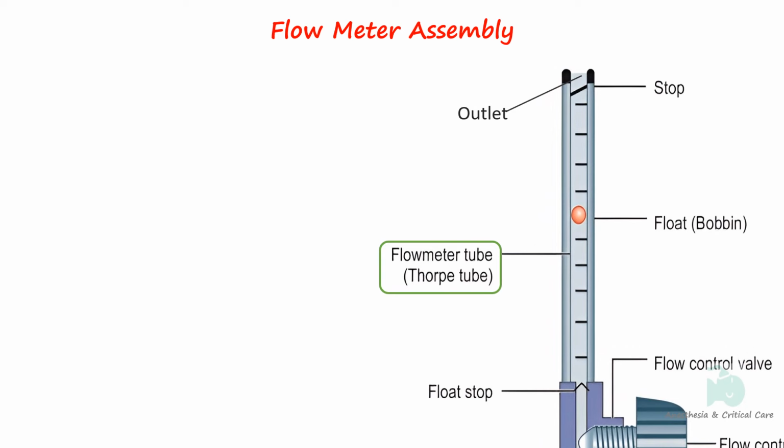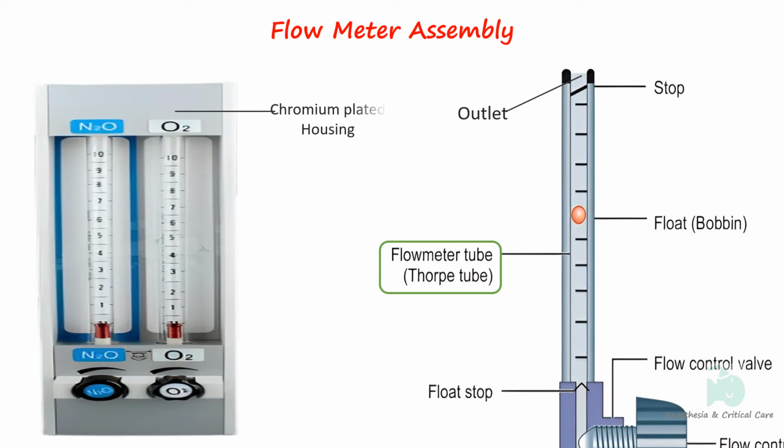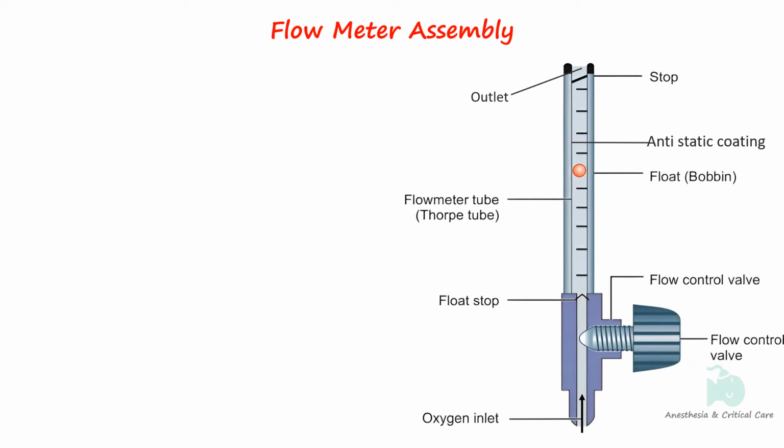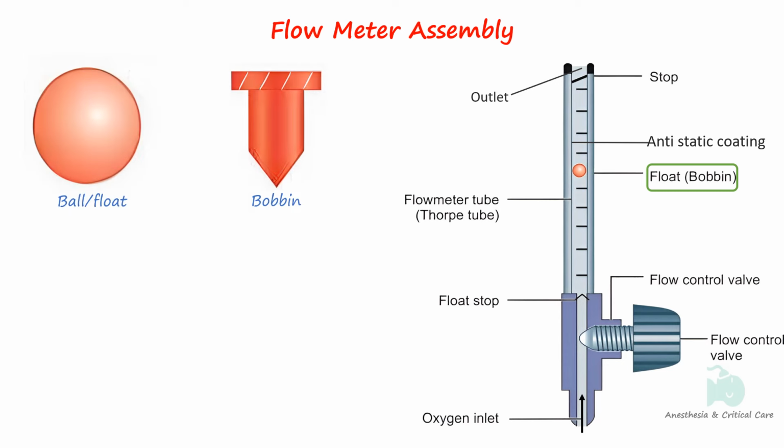The tube, known as the Thorpe tube, is contained in a chromium-plated metal casing protected by a plastic window. It is inscribed with numbers that correspond to gas flow rates. The backplate of the flow meter is luminous to allow for easy visualization. The tube is also coated with anti-static material to prevent the indicator from sticking to it. The indicator, made of aluminum, is either a float or bobbin type. Depending on the shape and the design, the bobbin type can be either rotating or non-rotating.